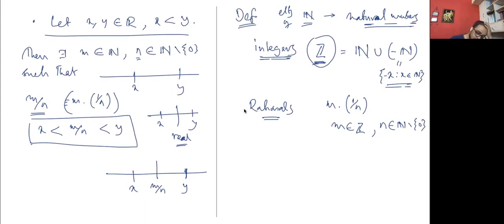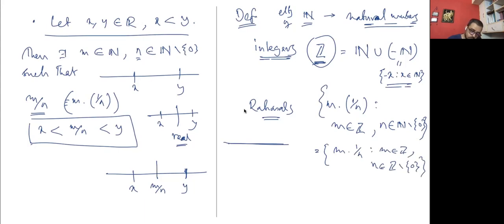So these are called rationals that we know. Just officially giving the definition, that's all. Okay, and in fact, this set is same as the one where you can allow n also to come from Z. So what this statement on the left side says is that given any two reals, there is a rational in between them.